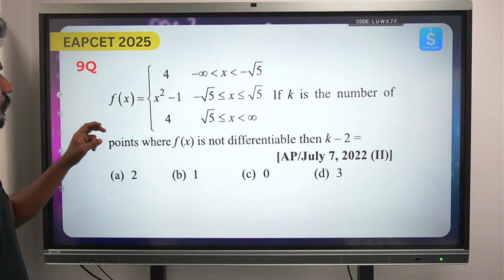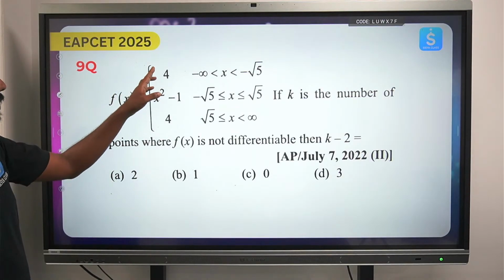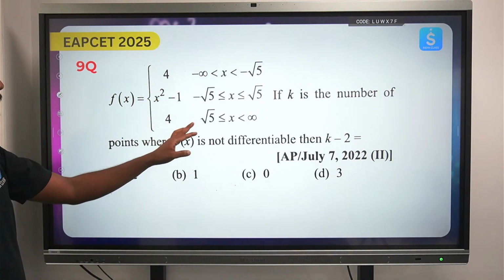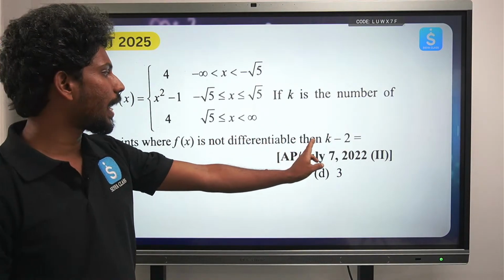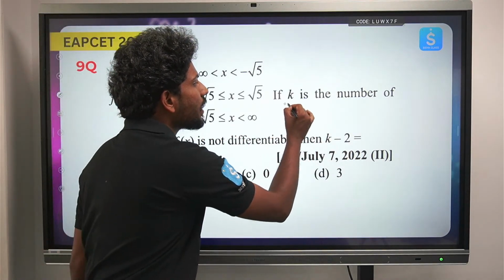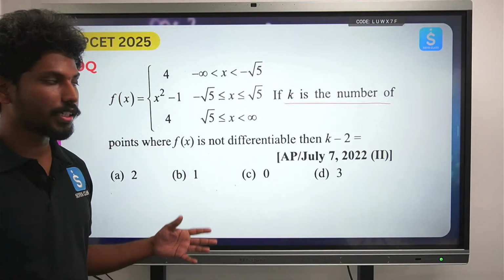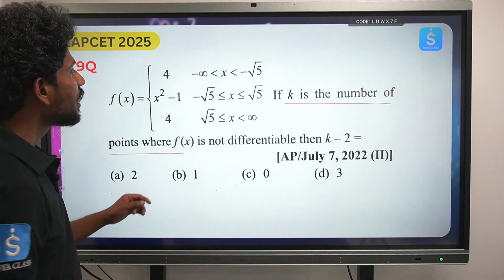Next. f of x equals 4, x square minus 1, 4. If k is the number of points at which f of x is not differentiable, then find k minus 2. K is the number of points where it is not differentiable.